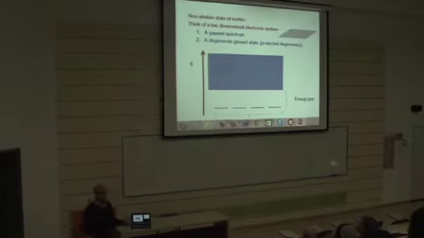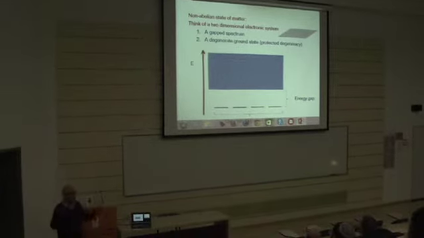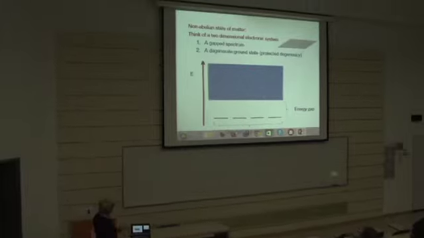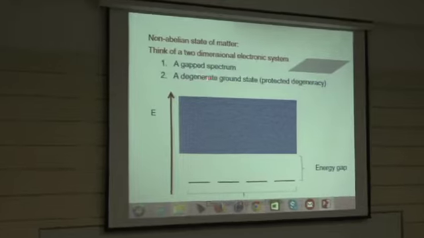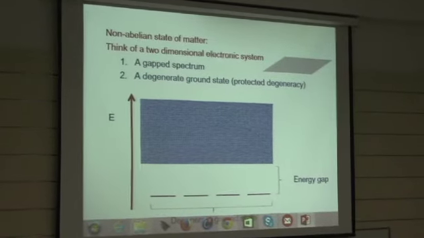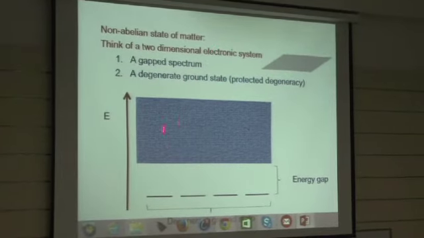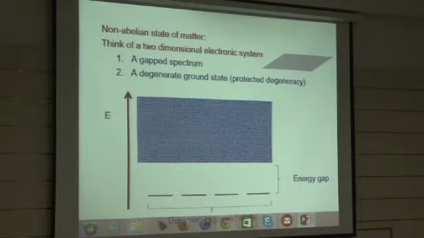So first, what are non-abelian states of matter? Well, non-abelian states of matter are made of a few basic ingredients. First, you need a quantum system. It should live in 2 dimensions. It should have a gapped spectrum. So there's a spectrum of excitations, and there's an energy gap from the ground state to the excited spectrum, and the ground state should be degenerate. But this degeneracy should be very particular.